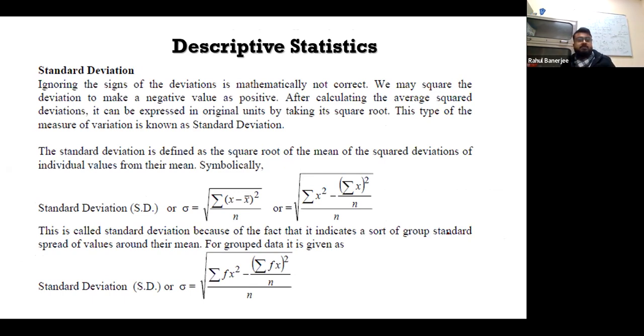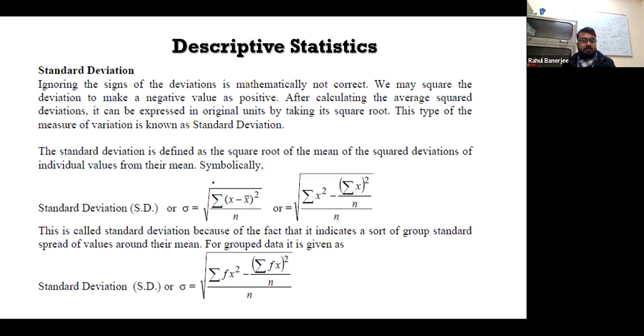In standard deviation, instead of ignoring the sign of deviation, we square the deviation so that a negative value becomes positive. After calculating the average squared deviation, it can be expressed in the original units by taking its square root. This type of deviation is known as standard deviation.